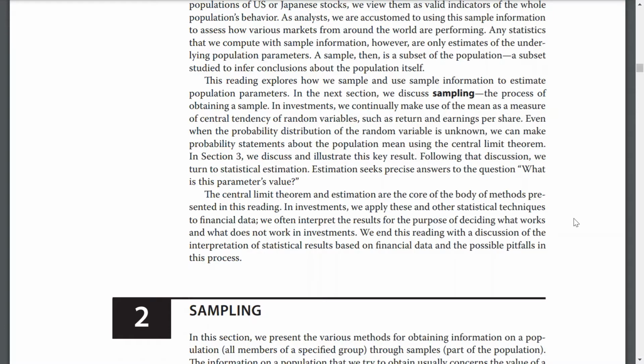In investments, we continually make use of the mean as a measure of central tendency of random variables, such as returns and earnings per share. Even when the probability distribution of a random variable is unknown, we can make probability statements about the population mean using the central limit theorem. In section 3, we discuss and illustrate the key results. Following the discussion, we turn to statistical estimation. Estimation seeks precise answers to the question, what is the parameter's value?